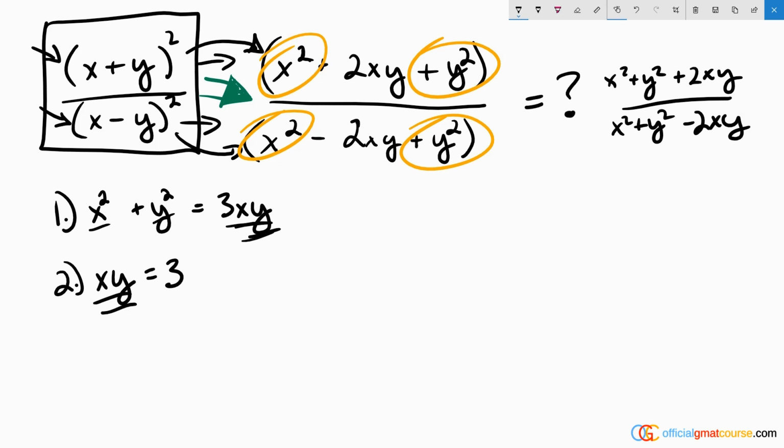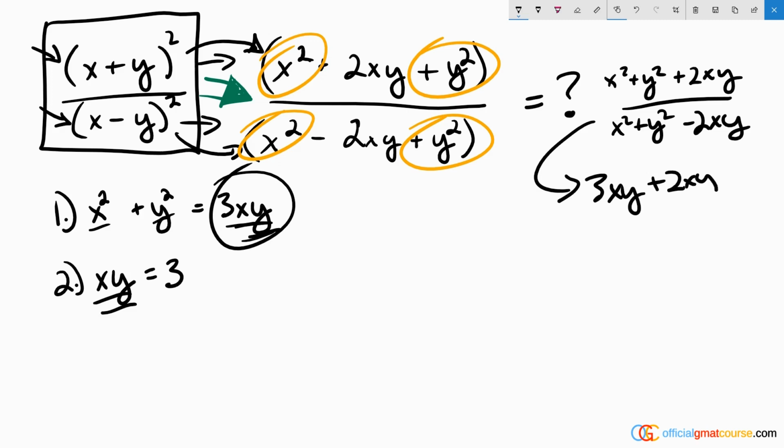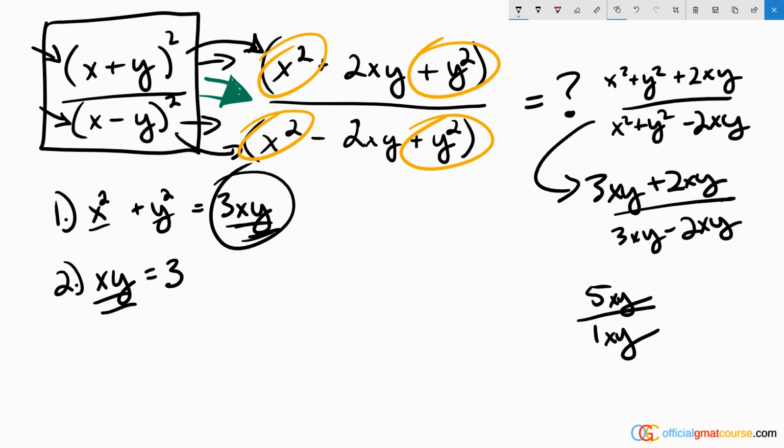Now, if we replace the x squared plus y squared with 3xy in the top and the bottom, what we end up with is 3xy plus 2xy over 3xy minus 2xy. And that will give us 5xy over 1xy, which is just equal to 5 over 1. So statement 1 is sufficient. It's giving us enough information to solve it, but it definitely doesn't look solvable at first.